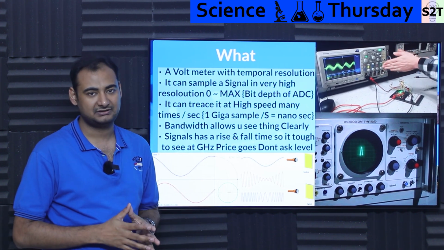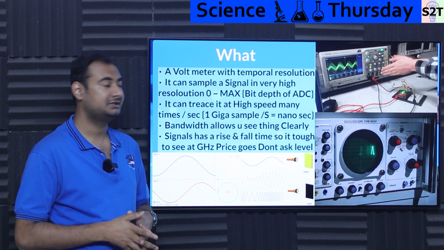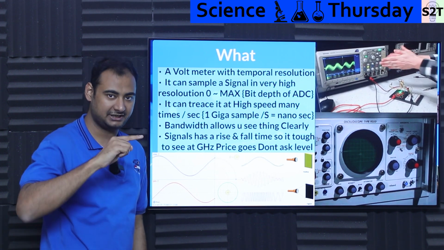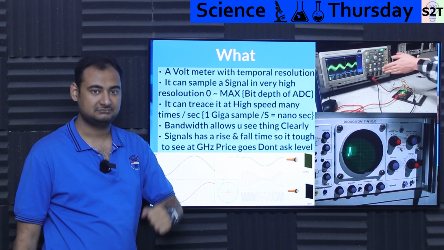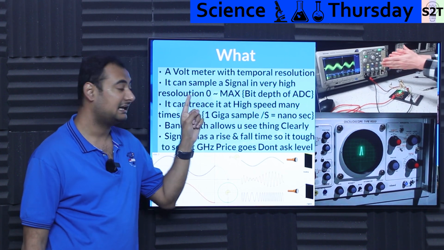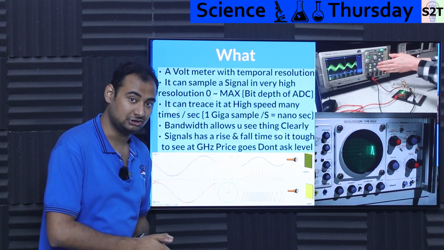But generally you will not even get 8. Then you have 10, then 12, 14 bits. Those define how much slicing you are doing in the amplitude direction. So that gives you the bit depth of the analog to digital converter. That's the first margin, the x-axis. Then you have the y-axis. It can trace at high speed. This is the difference between a multimeter and an oscilloscope.